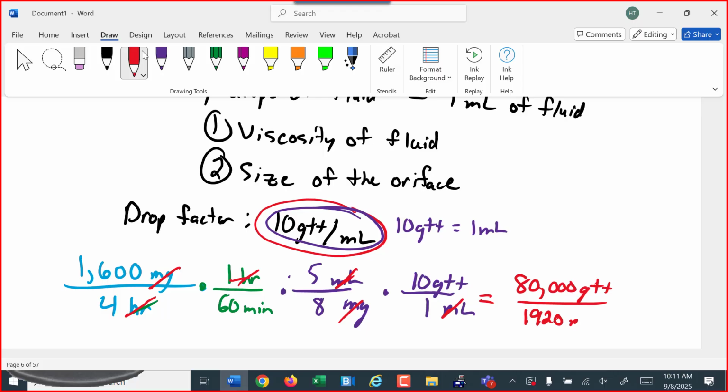Oops. My pen locked up on me here. Let's try that again.